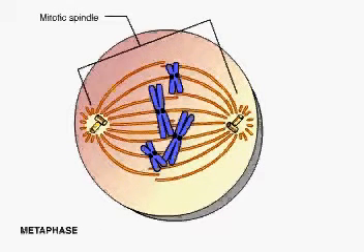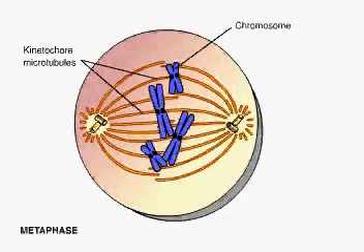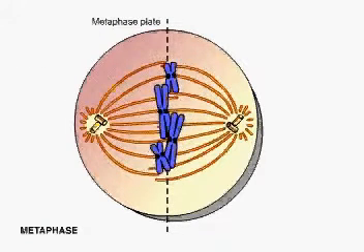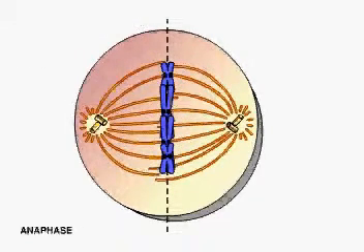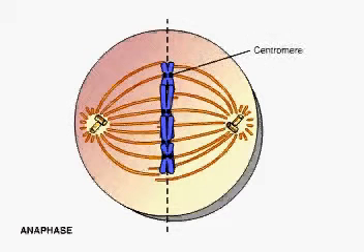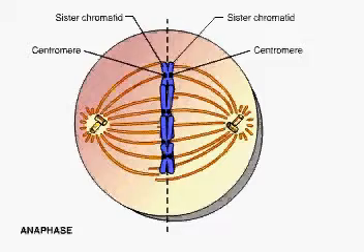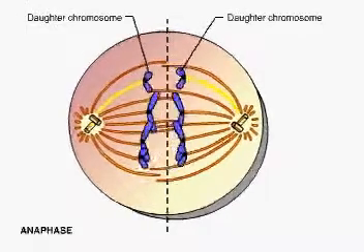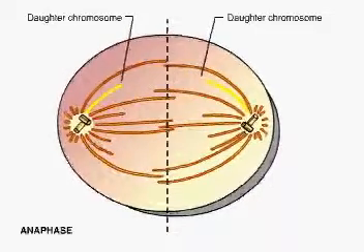At metaphase, the mitotic spindle is fully formed, and the microtubules attached to kinetochores move the chromosomes to the metaphase plate, an imaginary plane equidistant from the poles. Anaphase begins when the 2 centromeres of each chromosome come apart, separating the sister chromatids. Once separate, each sister chromatid is considered a full-fledged daughter chromosome.